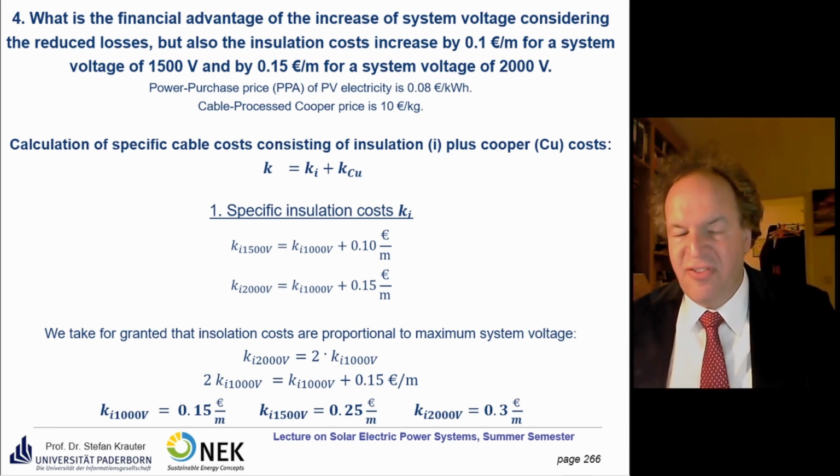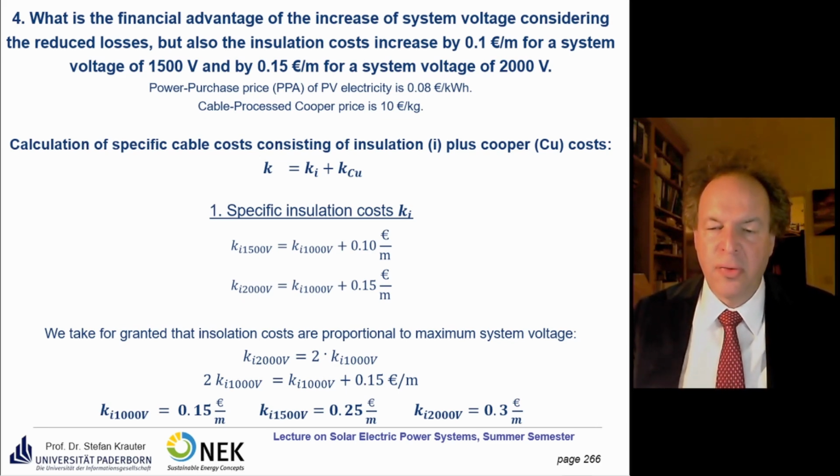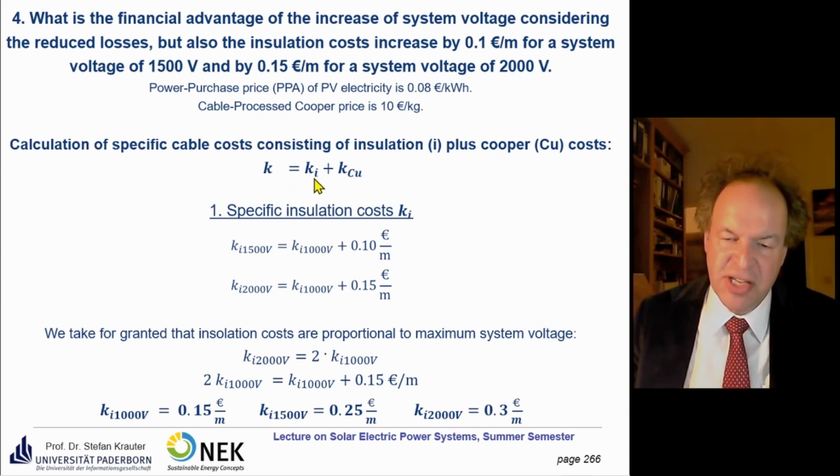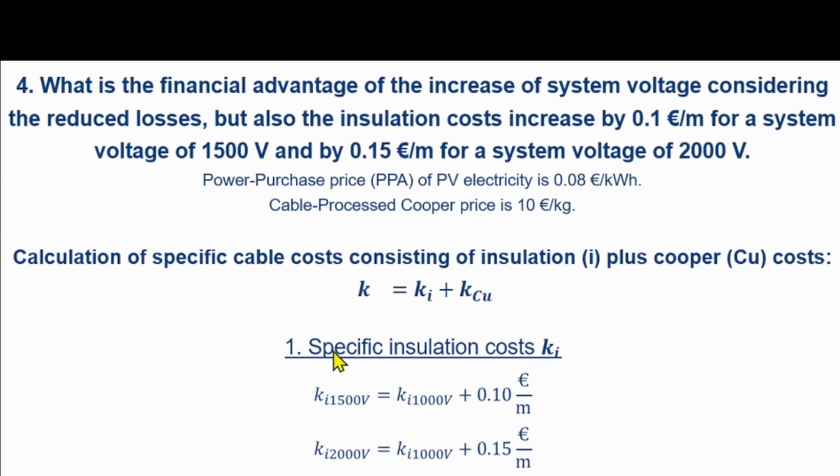So now we do the financial calculation. We have to consider that the cable costs consist of the cost of the insulation, KE, and the cost of the copper inside the cable. What we know already from the given task here is that the price increases by 0.1 euro per meter for a voltage increase from 1000 to 1500 volts, and the cost of the insulation would increase by 0.15 if we increase from 1000 to 2000 volts.